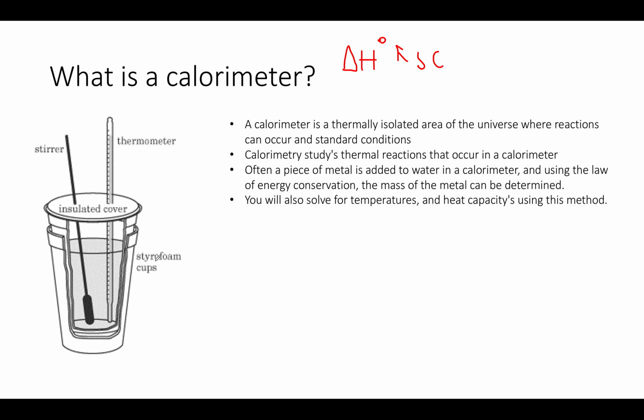Now this is a coffee cup calorimeter I have here. It's a styrofoam cup. You have a thermometer in there, a stirrer, and an insulated cover. What you can do is add water or some kind of liquid in here, add a metal, calculate the heat of the metal in the water, and then solve for either the mass, the specific heat of the calorimeter, something. But you're often given a piece of metal that's added to water in a calorimeter, and using the law of energy conservation, you can determine the mass. You can also solve for temperatures and heat capacities, but I'll show you examples of that.